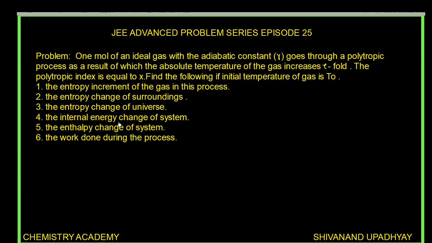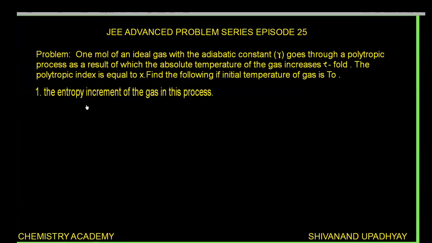So let us solve this problem one by one. We are going to solve the first part, the entropy increment of the gas in this process. Before solving, I would like to discuss the polytropic process. What we know is that it is a reversible process followed by an ideal gas whose formula can be written as PV to the power X is constant, like PV to the power gamma is valid for an adiabatic reversible process. It is not valid for an irreversible process.